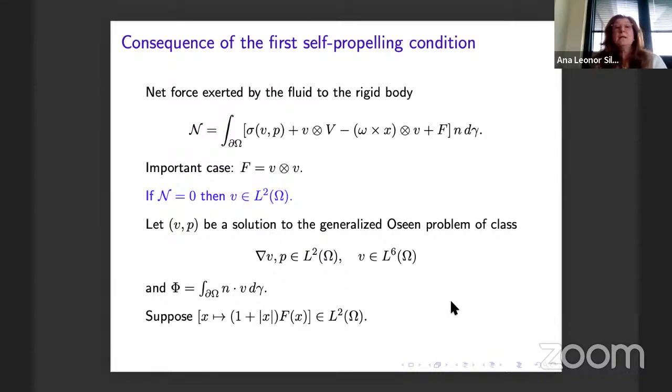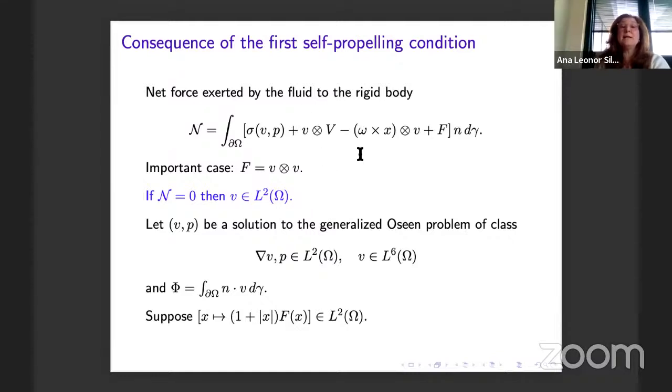So now, since we have the extra self-propelling conditions, and in particular due to the first self-propelling condition, we are going to have another property that is very useful and very nice, which is that the energy of the fluid is finite. This is very interesting because usually when we are working in an exterior domain, we don't have the velocity of the fluid in L2. In particular, for instance, we lose the Poincaré inequality when we are in exterior domains.